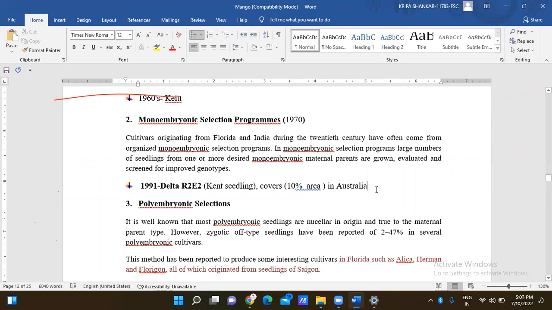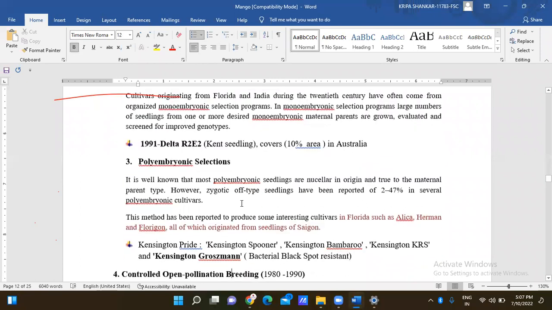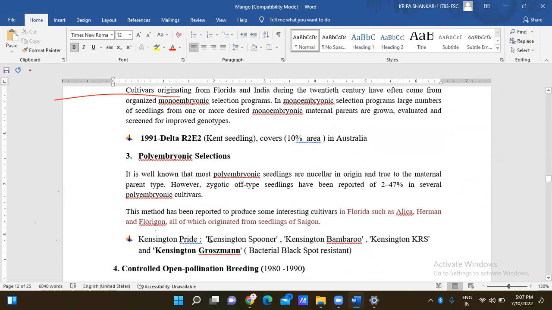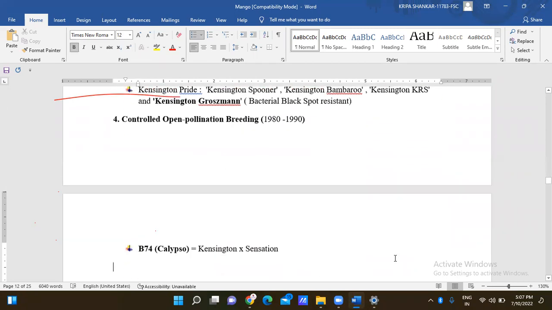This is the matter, these are the questions or material which you will get nicely in the Eliud book. Okay, if you want to read that book, you can read it and you can find those things nicely. And in the case of polyembryonic seedling selection, the varieties are Kensington Pride and Kensington KRS. Okay, both are very much important.